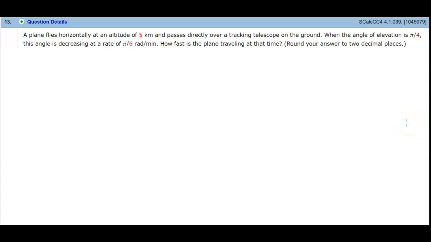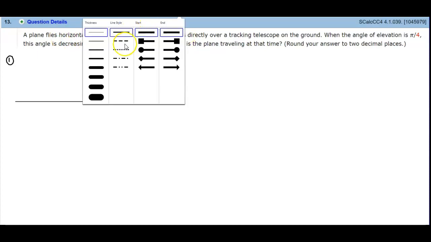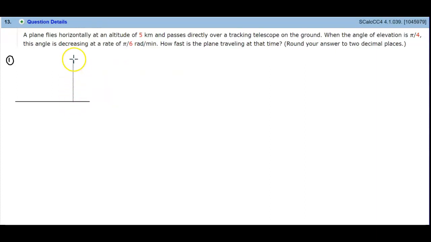First thing we want to do is make sure we can draw a picture. Again, it's saying that the plane flies horizontally, so we're going to draw a horizontal line. It's flying at an altitude of 5 kilometers, so that is the height. So there's the height of the plane.